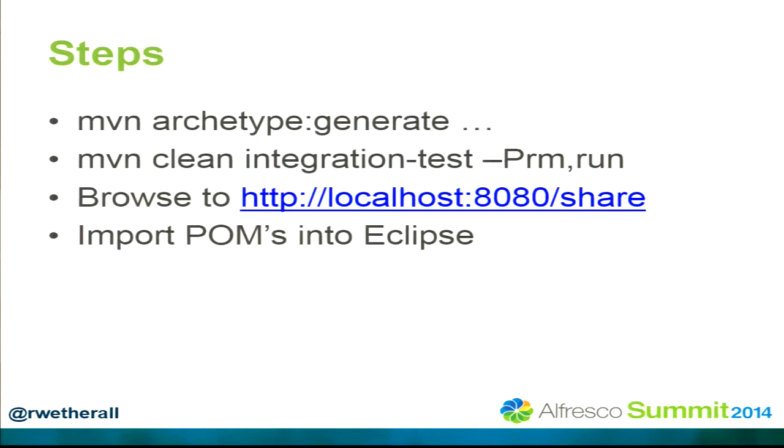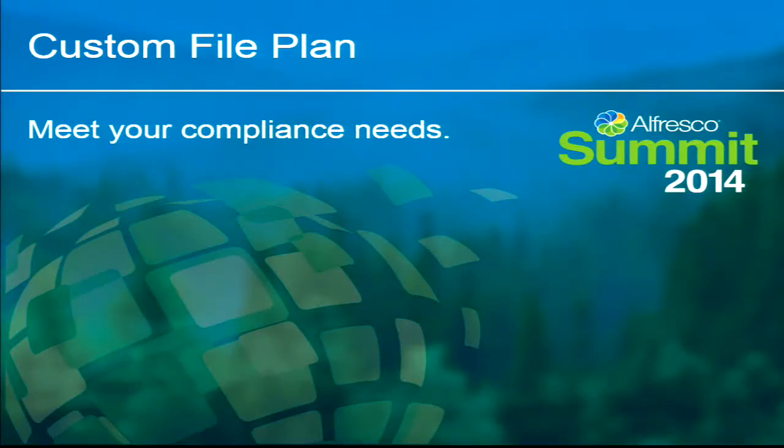So just to summarize, we use the Maven archetype, generate the projects. We can use that additional RM option to apply the RM amps and then apply our customization. We can go browse to localhost, and we'll see RM installed plus our customization, and then we can import the POMs into Eclipse or wherever to actually do stuff. Okay, so that's the mechanics of it, and hopefully that means you guys can all get off the ground pretty quickly.